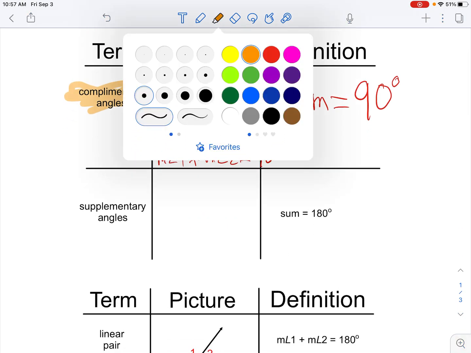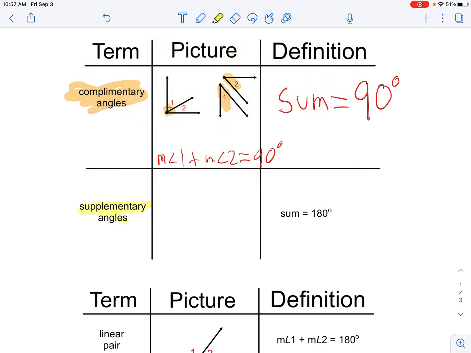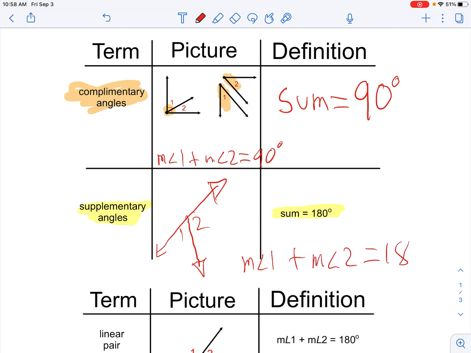So very similar to complementary angles is supplementary angles, except the difference on this one is that they add up to 180 degrees. So again, 180 degrees is kind of like a straight line. So if I had a picture, it might look something like this. So I could say, hey, this is angle 1, and this is angle 2. Call this 1, call this 2. So I would say the measure of angle 1 plus the measure of angle 2 equals 180 degrees.